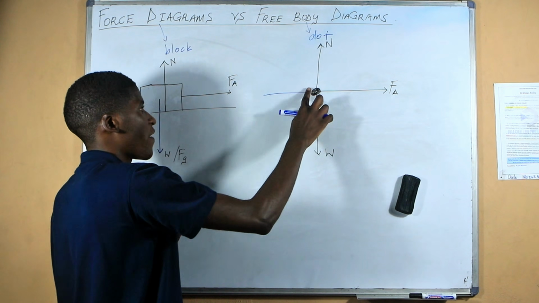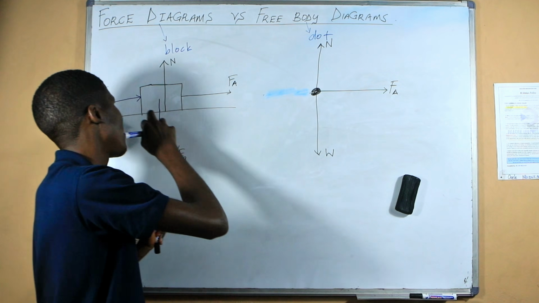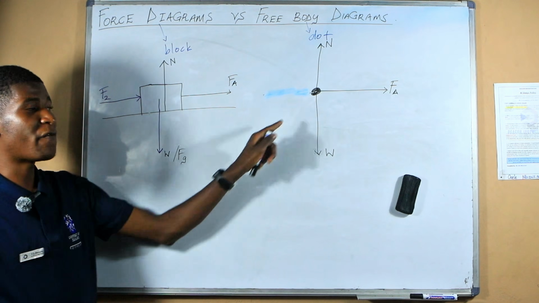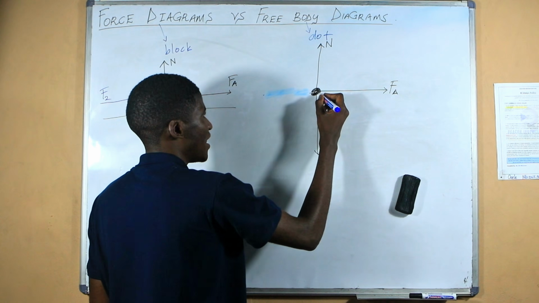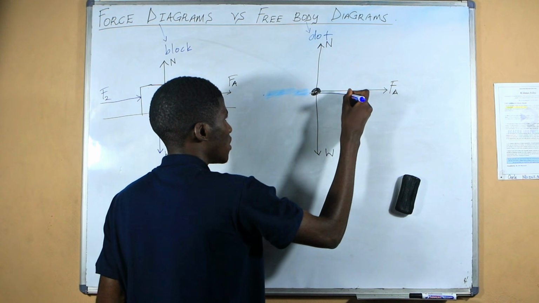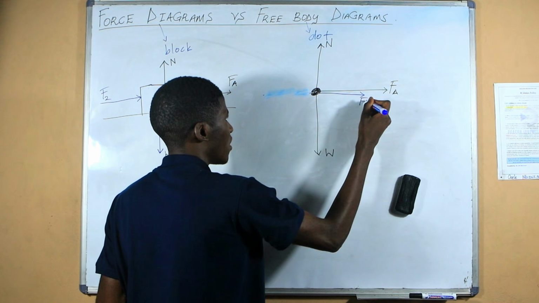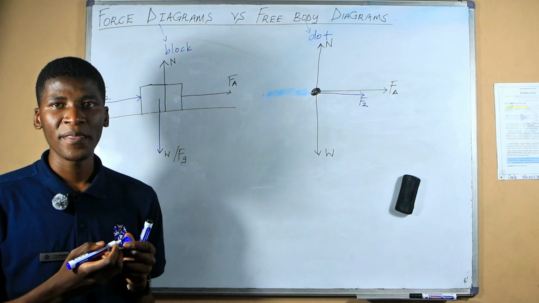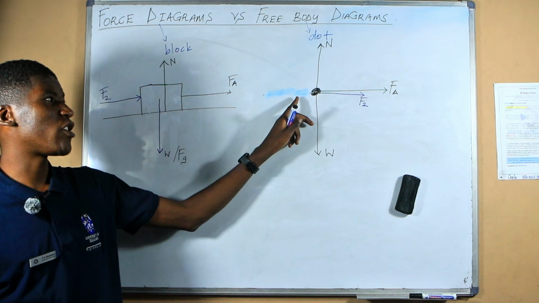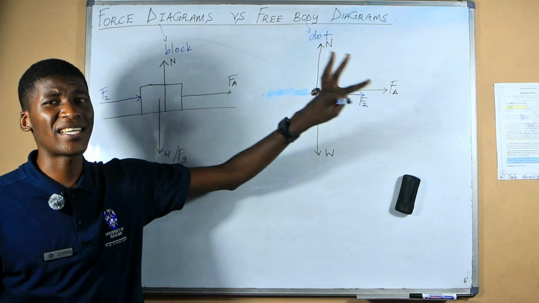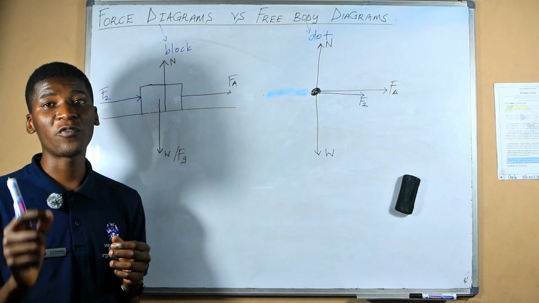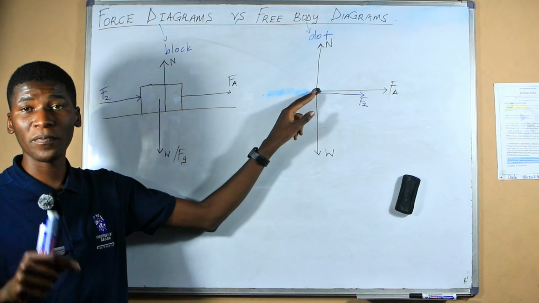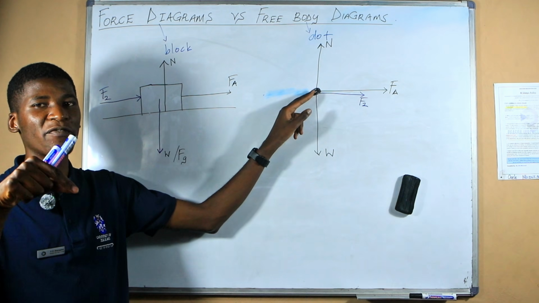So here, if I want to describe this force, which is F2, in a free body diagram, I'm going to draw its tail right here, and I say that this is my force 2. In a free body diagram, it looks like you are pulling the object, but in fact, you are not actually pulling the object, because in a free body diagram, all the forces must start from the dot. All the forces must emanate from the dot.